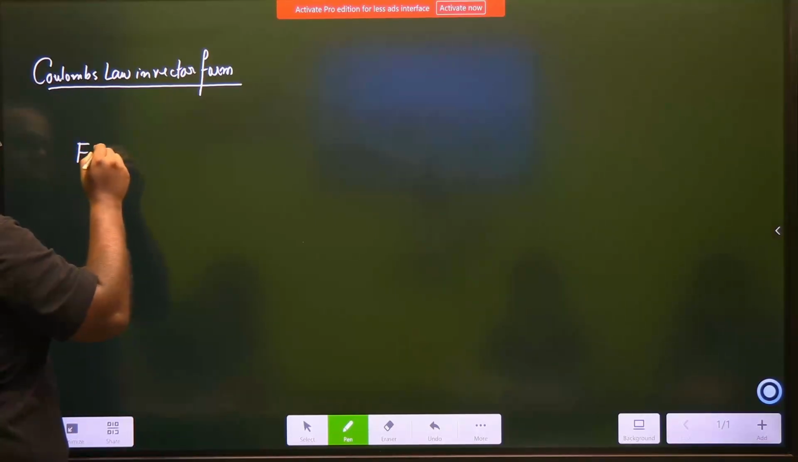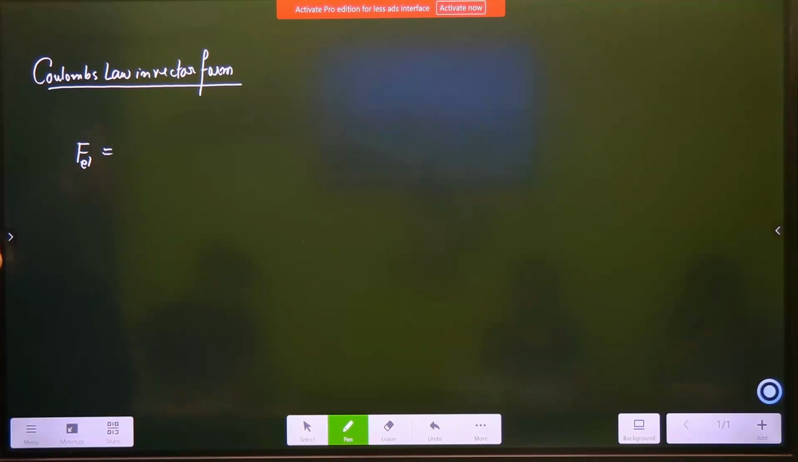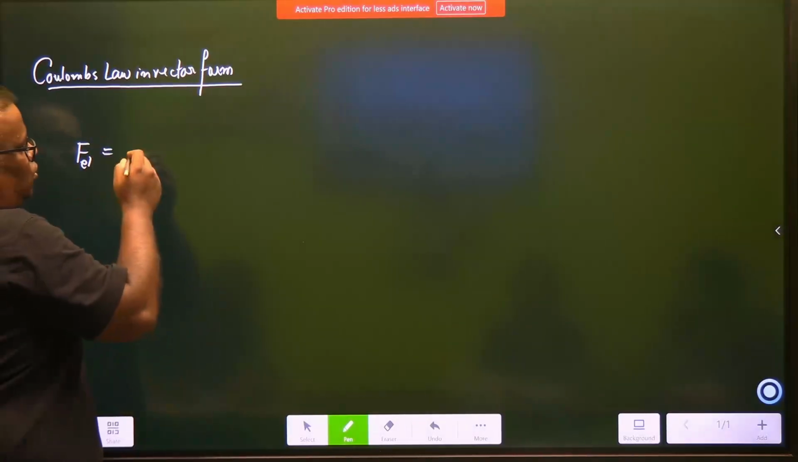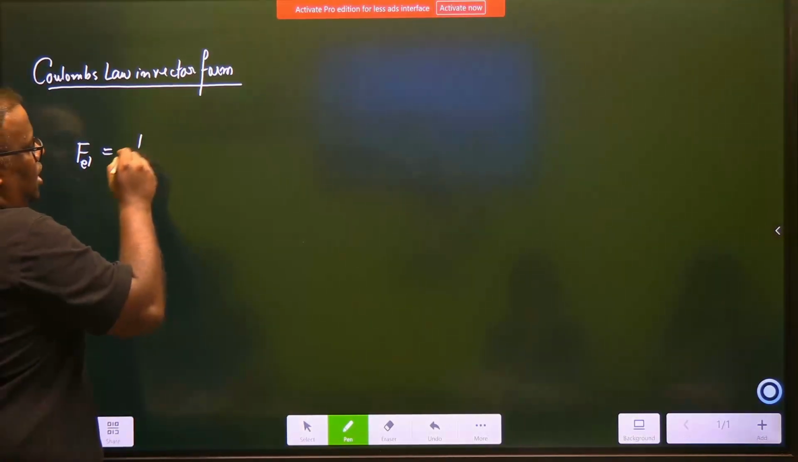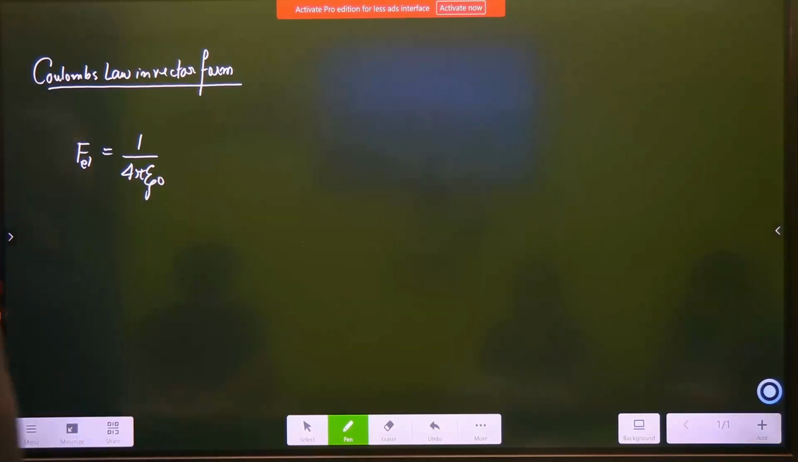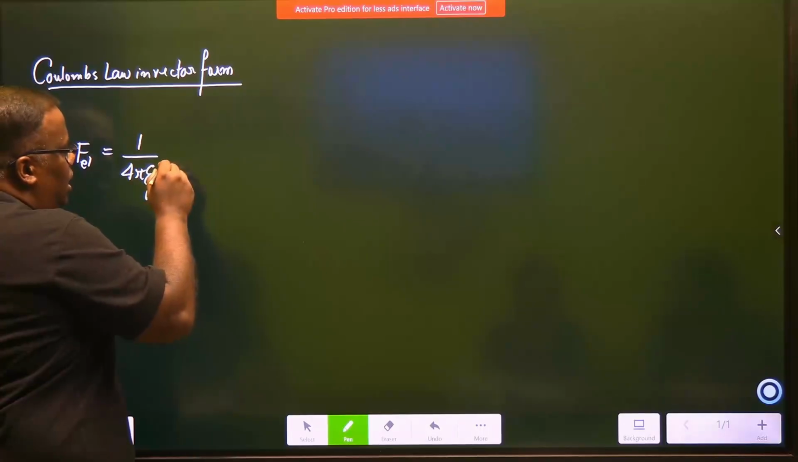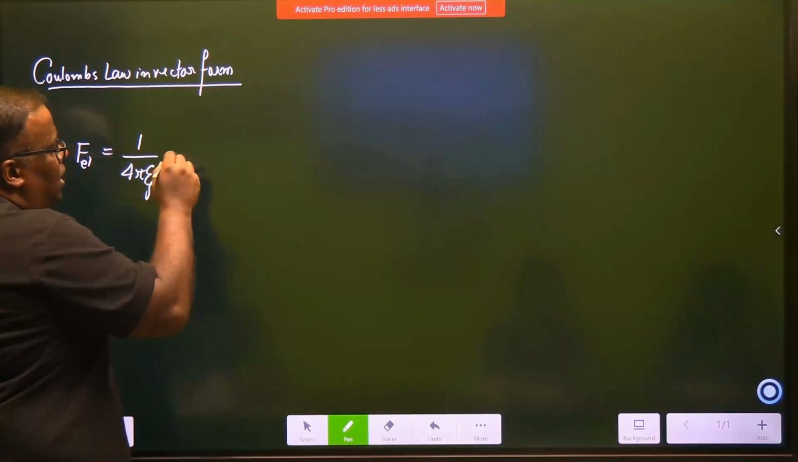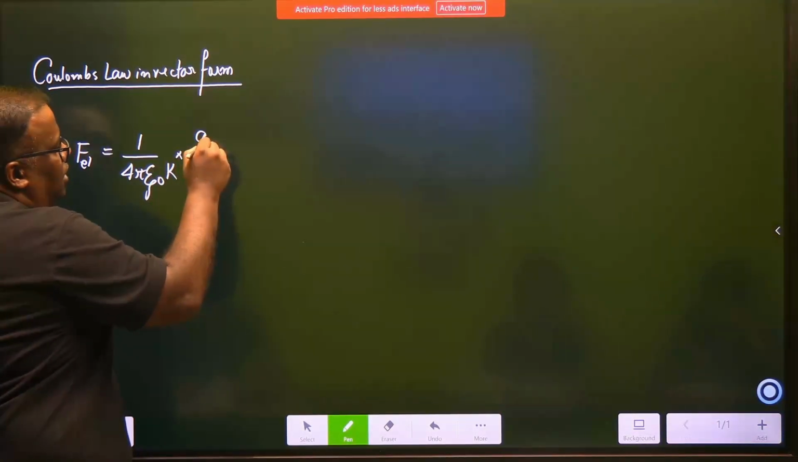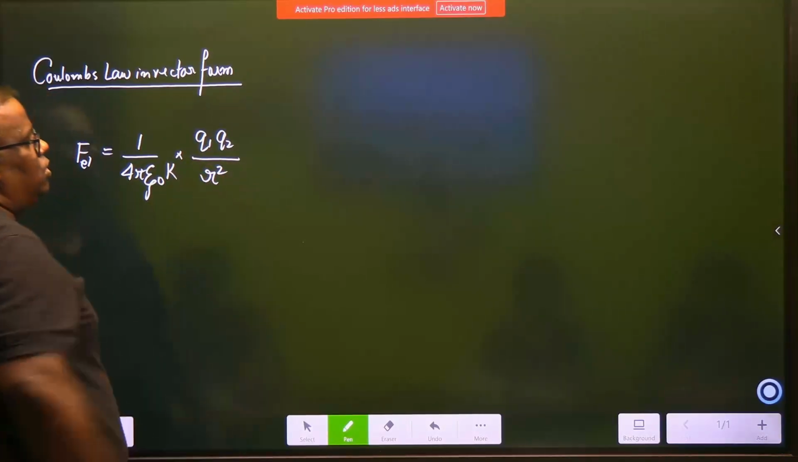Coulomb's law, so far we have studied it in what manner? We have studied only the magnitude part of it, okay? So the electric force between two charged particles is given by 1 by 4 pi epsilon naught. I'm assuming that the two charges are in free space or in air, so I'm not putting K just to confuse it further. If they're in any other environment, then there will be a K.